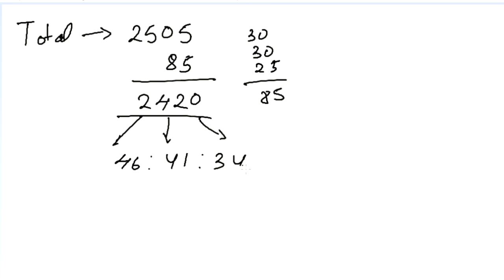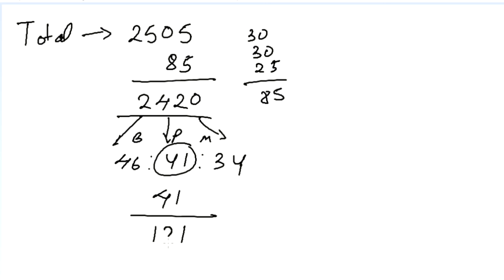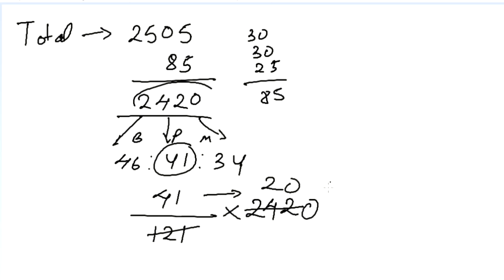So they're asking about Mr. Bharat. How much did Bharat receive? That is the question. So 41 out of how much? 41 out of, so easy way to get it: 46 plus 41 plus 34 is 121, and 2,420 divided by 121 is 20. So 20 into 41 is 820. So that is the amount.